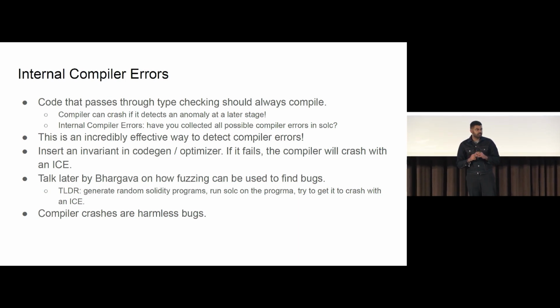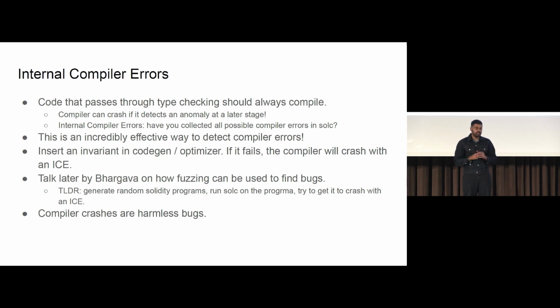to use this to find bugs is by adding invariants in later stages of the compilation process. And if these invariants fail, you can just crash immediately. And oftentimes, you can just fuzz the compiler by generating large corpuses of random programs. In case of Solidity, you generate a corpus of random Solidity programs and try to compile them, send it over to Solc, and if you can make it crash with one of these ICEs, internal compiler errors, you found a case that is a bit weird.